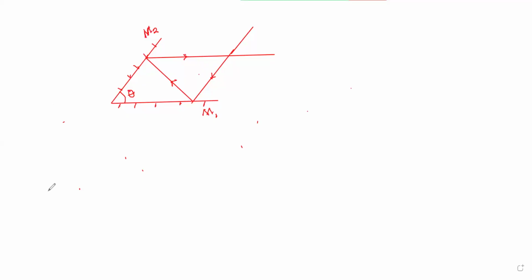Okay. So our task is to determine the angle between the mirrors. We solve this using the laws of reflection. This is ray 1, this is ray 2. Ray 1 is the incident ray, so this is the point of incidence, and the normal at the point of incidence is N1.